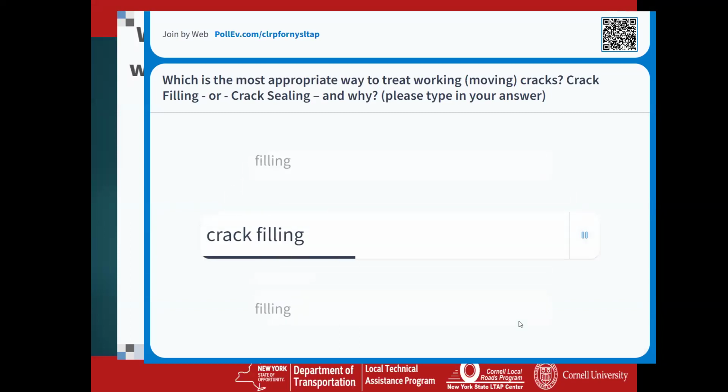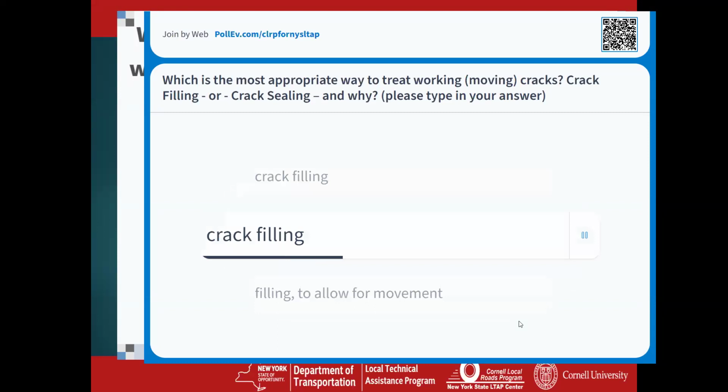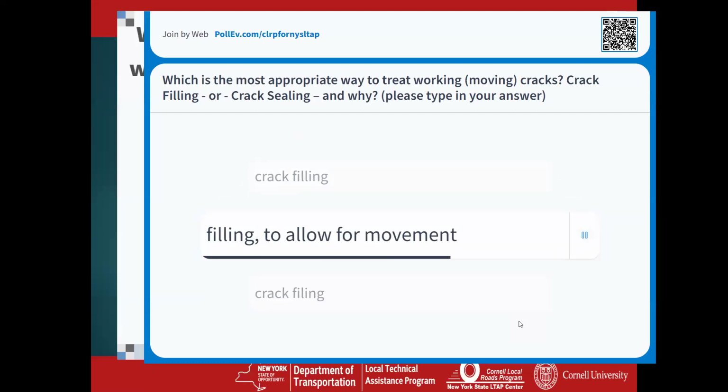For crack filling and crack sealing? I'm going to guess that's what the question is. I'm going to think so too. I've never seen it printed. I don't think there probably is, but that's a good one. We'll keep it that.